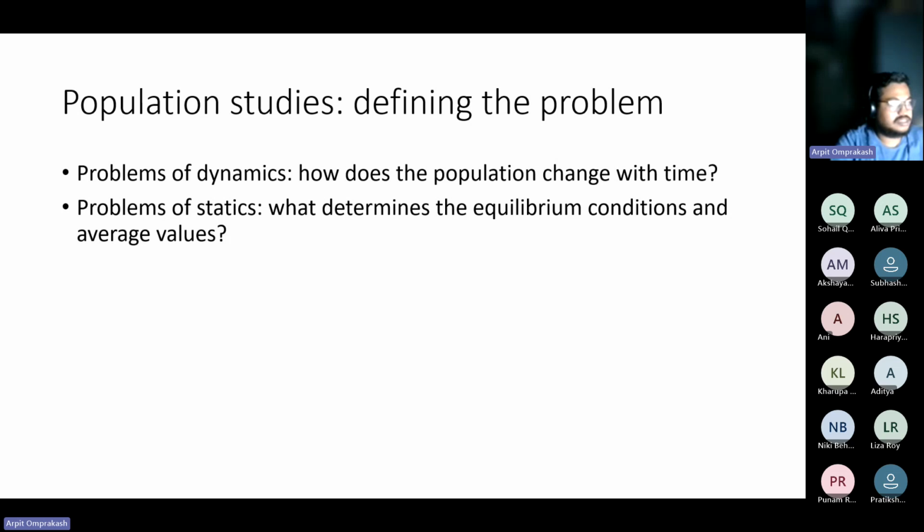So population studies can be of two types. If a population of animals, the number of individuals, is changing quite a lot, then we have problems of dynamics, where we want to know how the population changes with time, and why the population is changing with time. Next, if we have a population that is not changing that much, then we can ask problems of statics, which is like asking what determines the equilibrium conditions and what is the average value of the population and things like that.